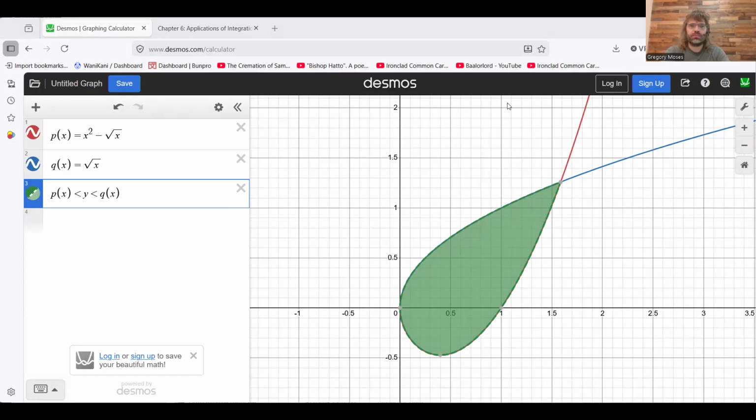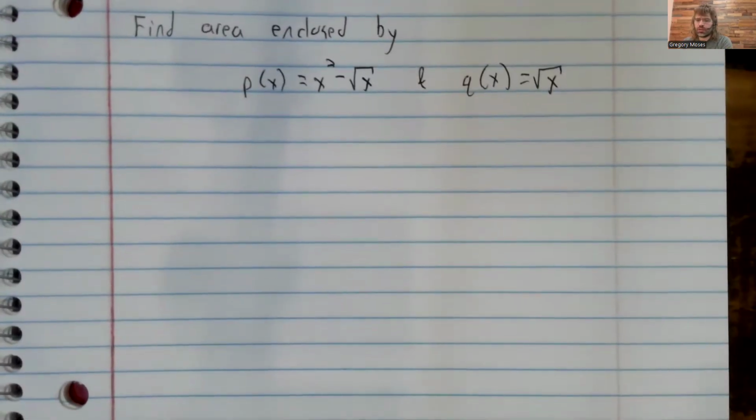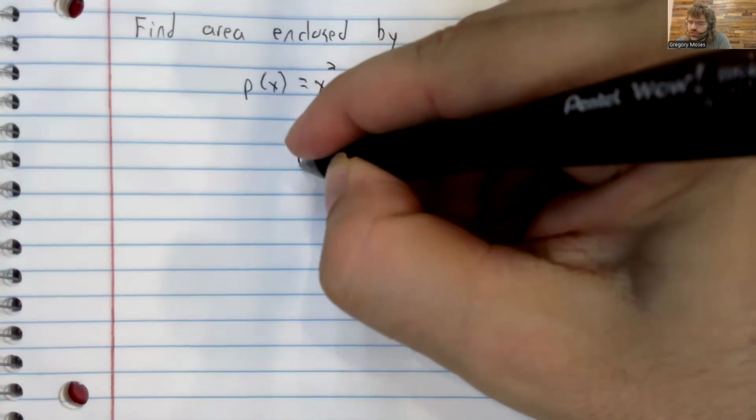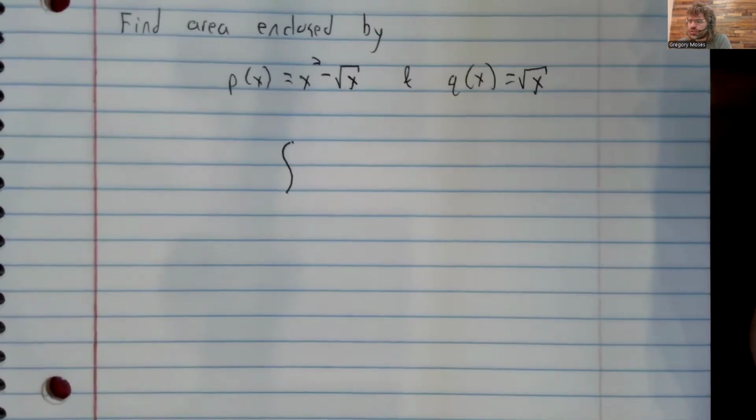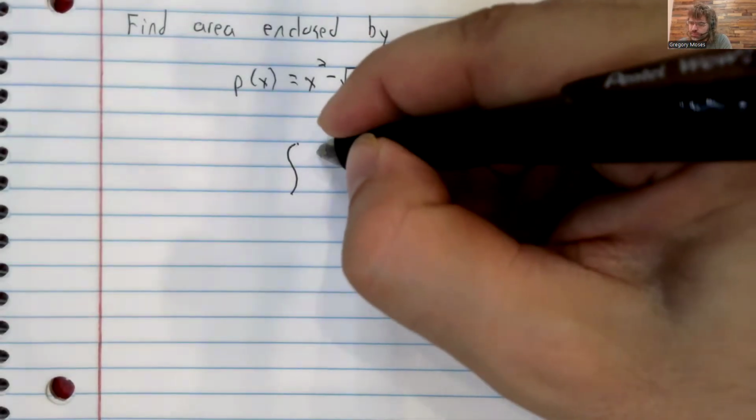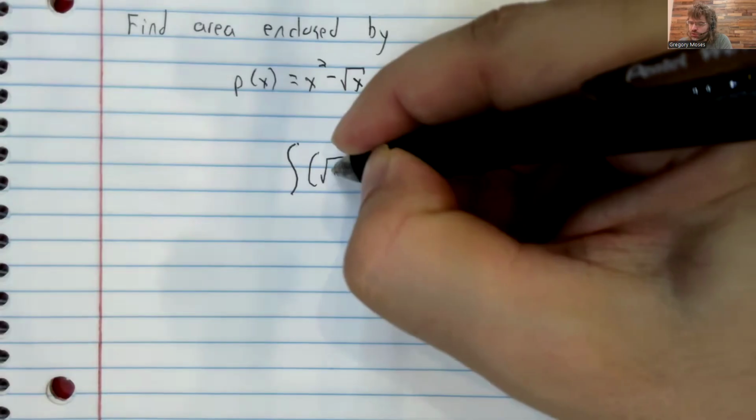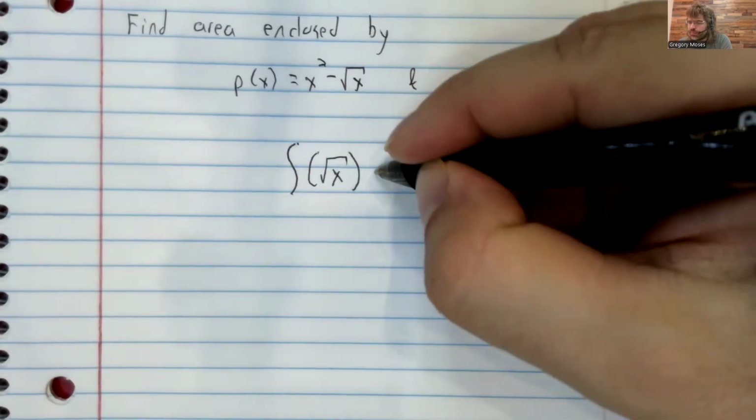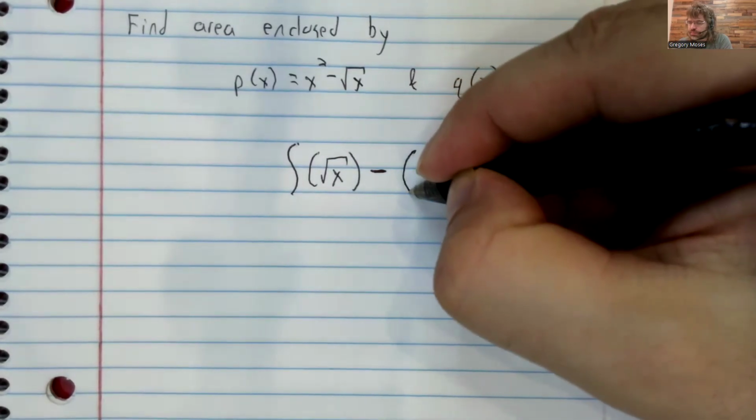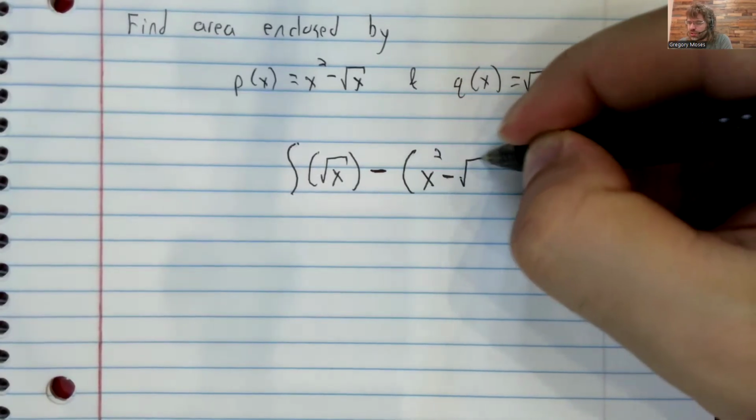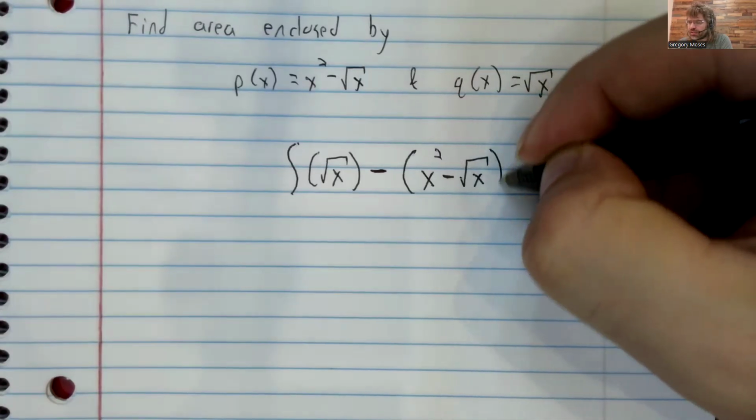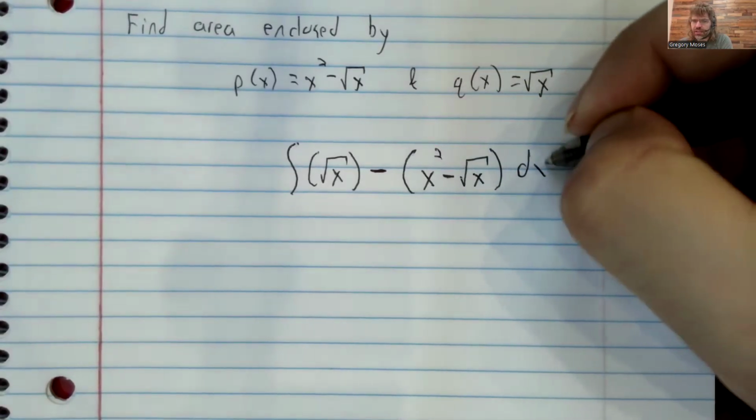So, I did not mean to do that. Trying to share the document camera. The integral is the upper function minus the lower function. So, the square root of x minus x squared minus the square root of x dx.